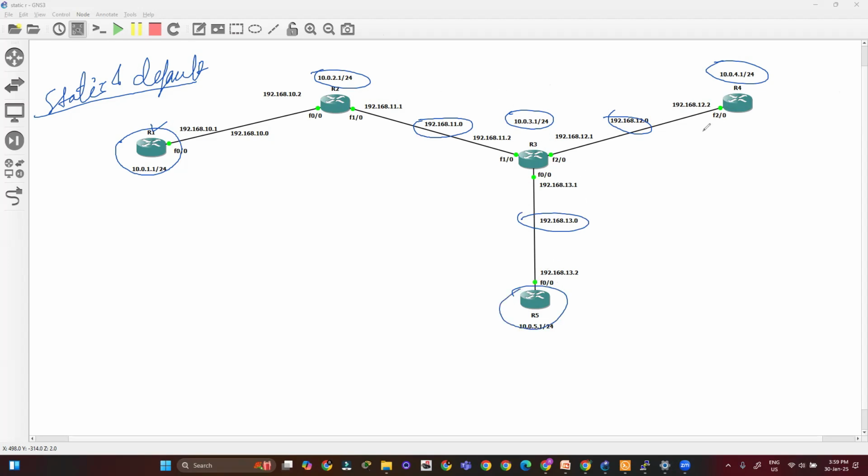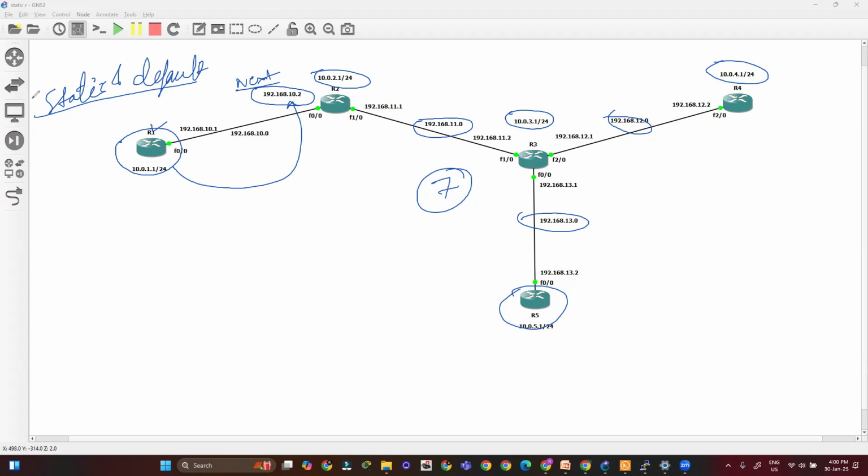So there are 1, 2, 3, 4, 5, 6, 7 indirectly connected networks. We have to define all of these indirectly connected networks. And for router number one, first of all, you have to check what the next hop address is. The next hop address for router number one is 192.168.10.2, and all the others are indirectly connected networks.